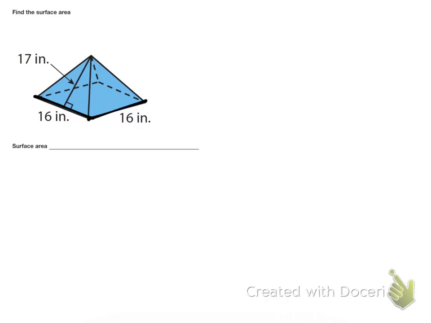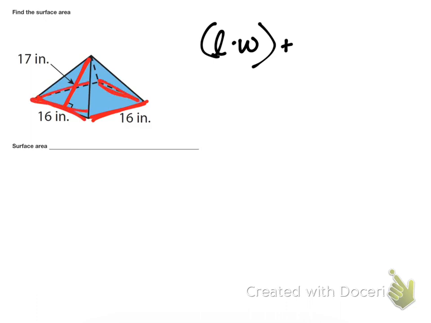So for the pyramid with the square base, for our base, we just have length times width, right? Awesome. That's just this area right here. But then we have to add these other things. Now, each side is identical because this is 16 and our slant height is 17. This is 16, which means this is 16, which means this is 16. So they are all identical.